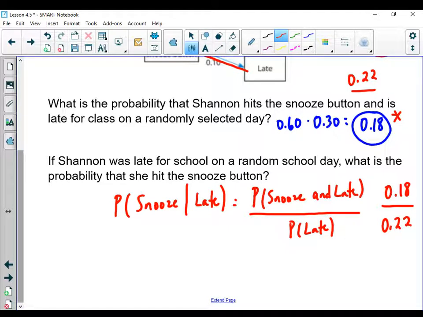So backing up, I figured out what's the probability of both of these things happening, the snooze and late. And then I divided it by just the given fact.